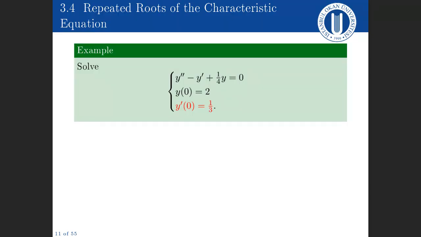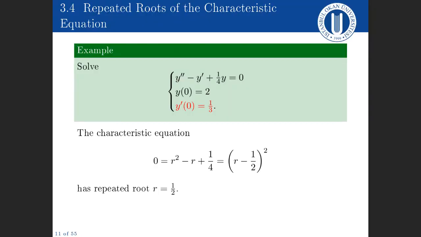Let's do an example. This time an initial value problem. Solve y double prime minus y prime plus a quarter y is equal to 0 with the initial conditions y of 0 is equal to 2, y prime of 0 is equal to 1/3. I'll explain later why one of these is in red. The first thing we do is we write down the characteristic equation, and we find that we have repeated root 1/2.